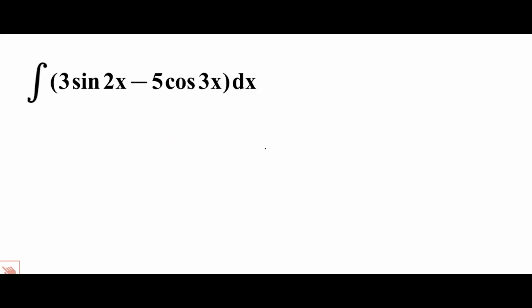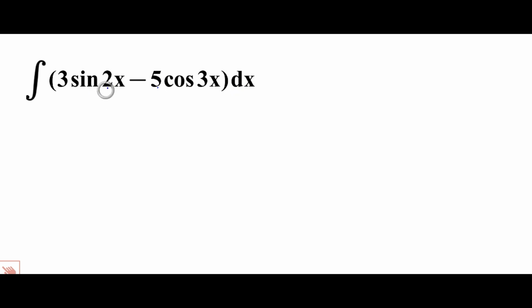The integral of 3 sine of 2x minus 5 cosine of 3x dx. Since we have a difference of two terms, we can integrate them separately.